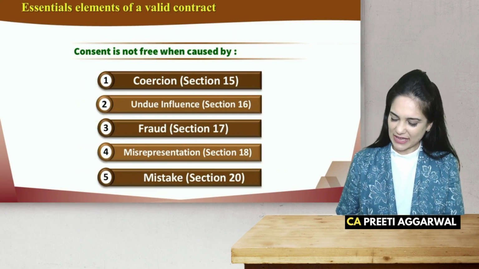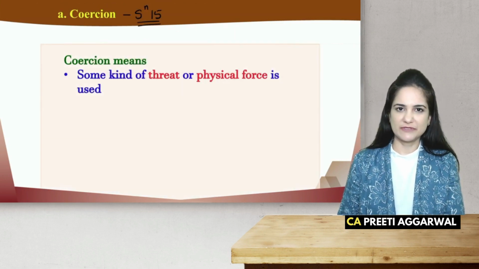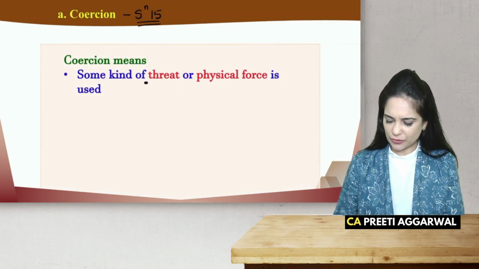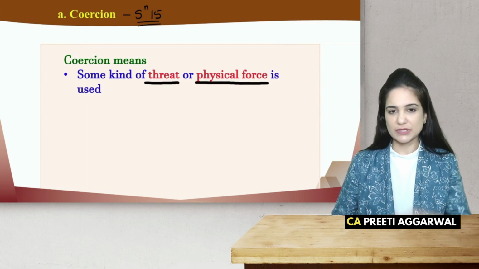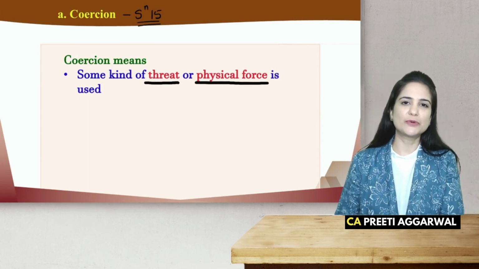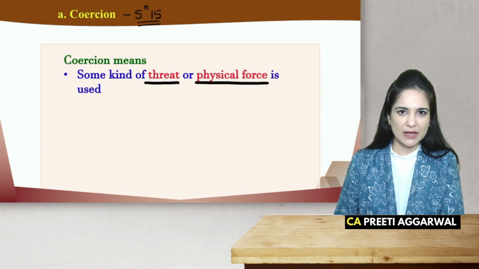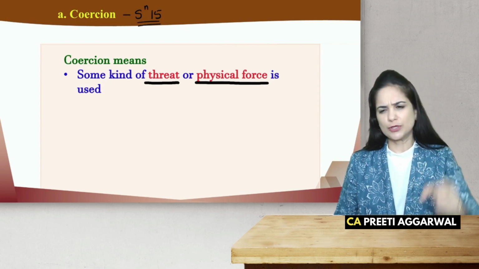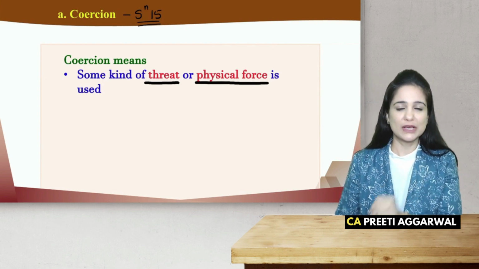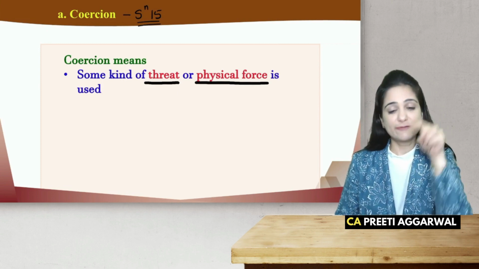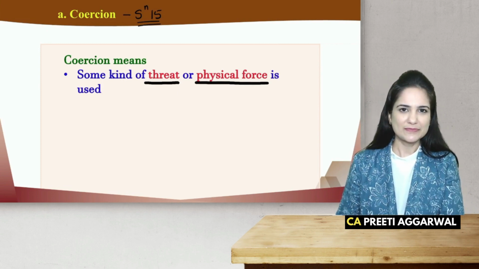All right, done. Then let us discuss coercion, section 15. Coercion means there is either threat or physical force is used to cause the other person to enter into contract. I am either threatening you or using some kind of physical force to cause you to enter into contract, to force you to enter into contract.